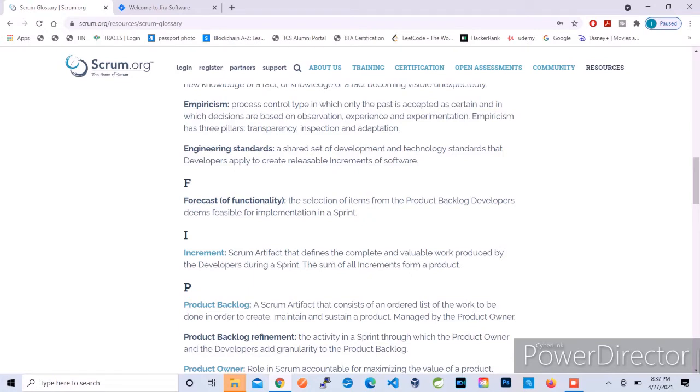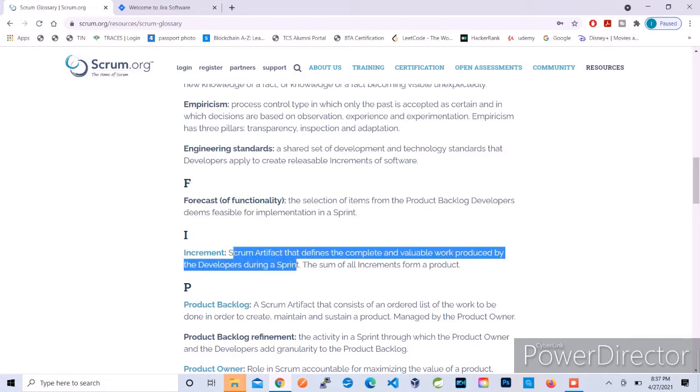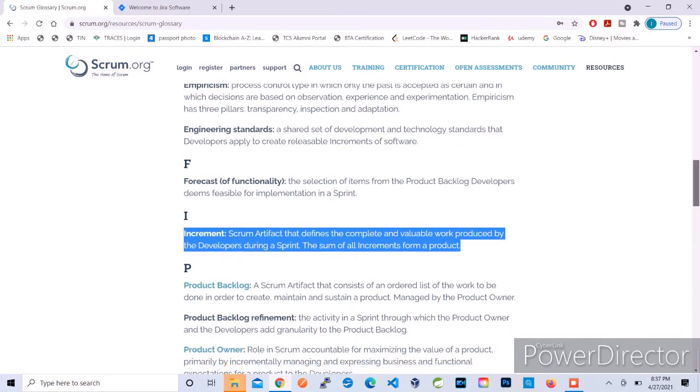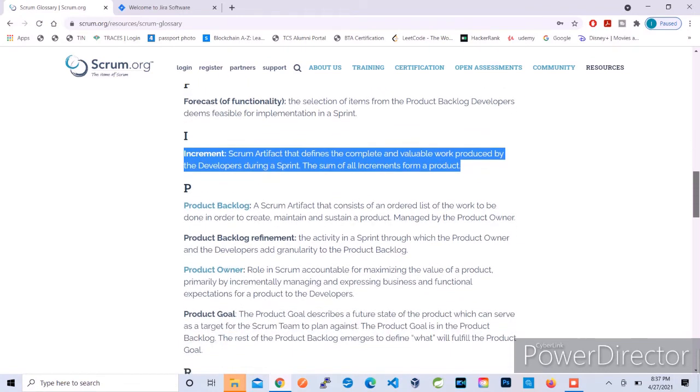I is for increment, a Scrum artifact that defines the complete and valuable work produced by the developers during the sprint. The sum of all increments forms a product. So every time you complete a sprint, you should have one increment for the product.